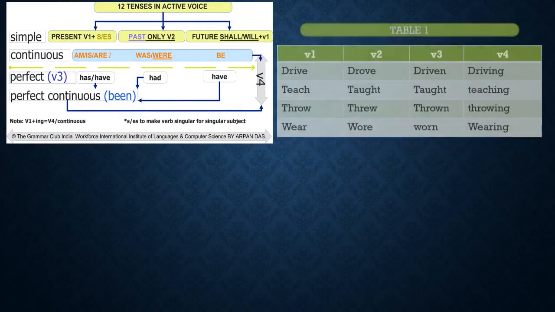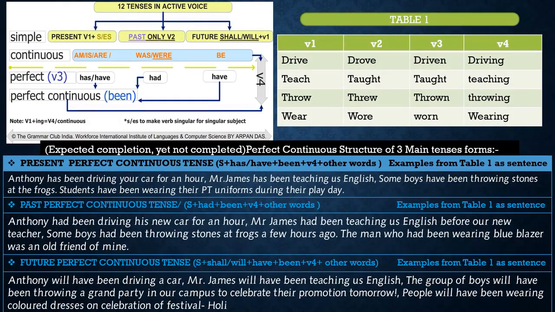Now let's have a look at the perfect continuous structure of three main tenses forms. Action expected completion but yet not completed and is continuing beyond.